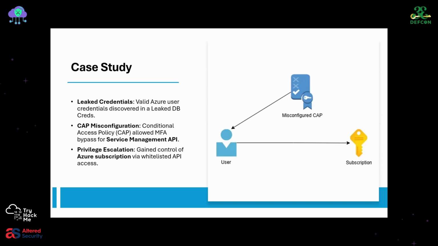Then we use this in-house script, which we are launching in the tool, to run against the leaked credentials. What we found in the results was surprising to us as well. Out of 14 leaked credentials that were working, 3 of the user accounts had access to the Azure subscription. And one of the service user accounts provided us access to the Service Management API. How? Because there was a CAP misconfiguration. We utilized that and bypassed the MFA completely.